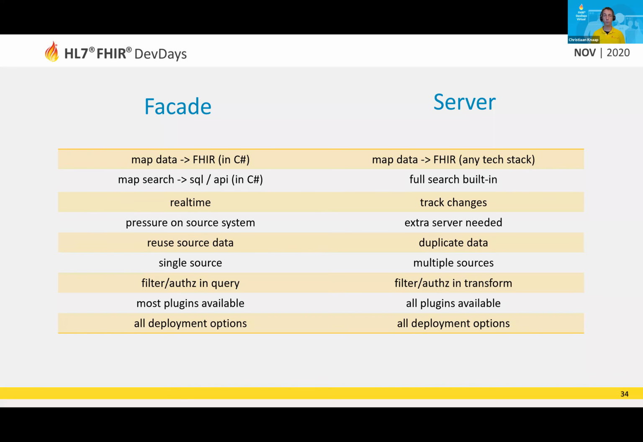The facade reuses the source data and the server duplicates the data. That might be a problem or not. The facade works best with a single source. That makes it manageable to implement. It's a bit harder if you want to do multiple sources. For a server, multiple sources are no problem. You just make sure you have multiple of these FHIR flows to get that data in.